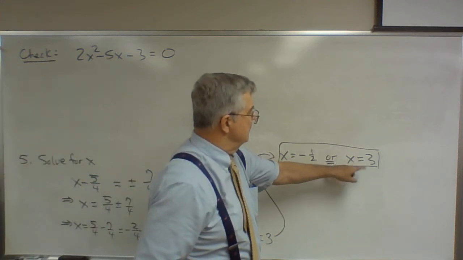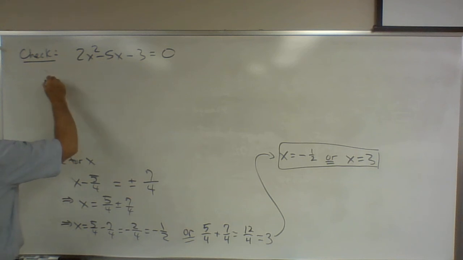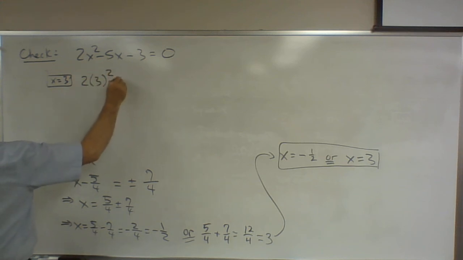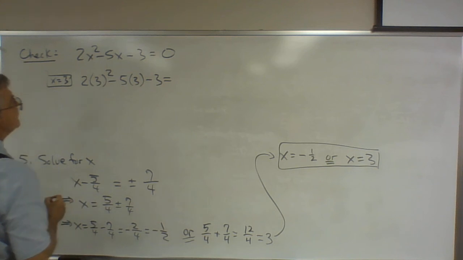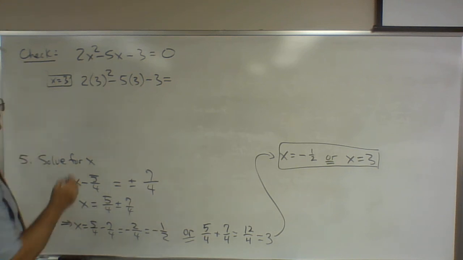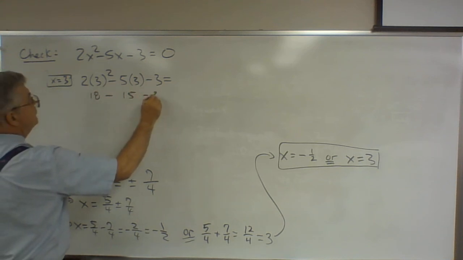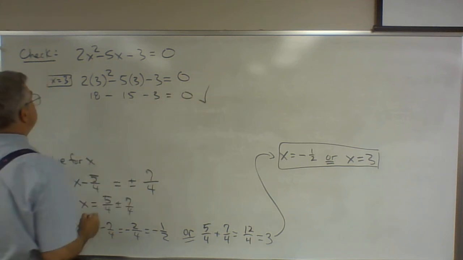Let's try this one first. It's easier. X equals 3. 2 times 3 squared minus 5 times 3 minus 3. So let's see. 3 squared is 9. So this is 18 minus 15 minus 3 equals 0. Okay, check. That works.